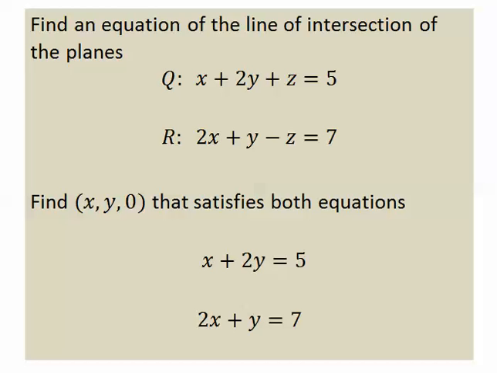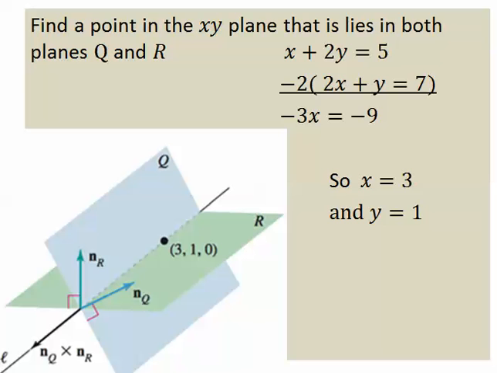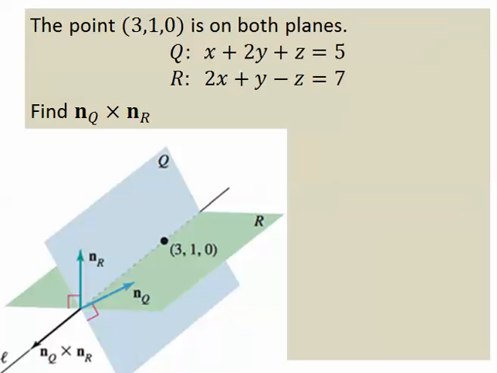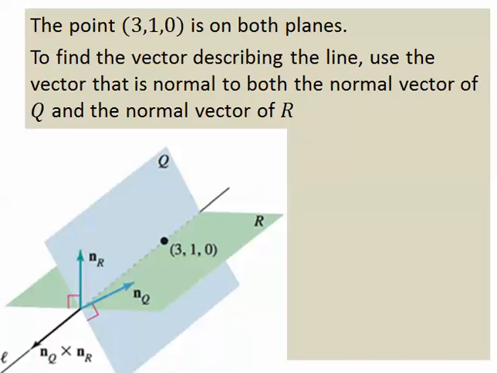Where do both planes intersect the xy plane? Well, that would be a point that looks like x, y, 0. Put this into the two equations, and this is what I get. Solve these simultaneous equations. I get x equals 3, y equals 1. So the point 3, 1, 0 in the xy plane is on both Q and R. Okay, so the point 3, 1, 0 is on both planes.